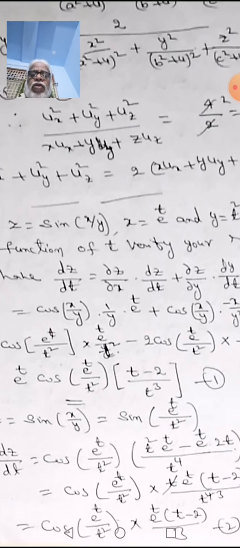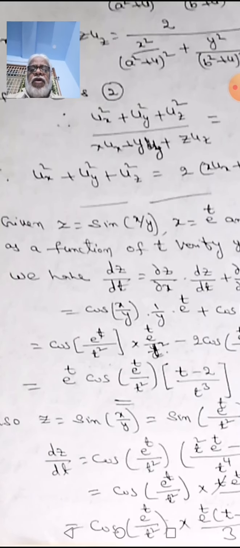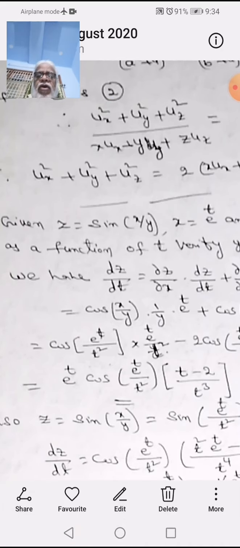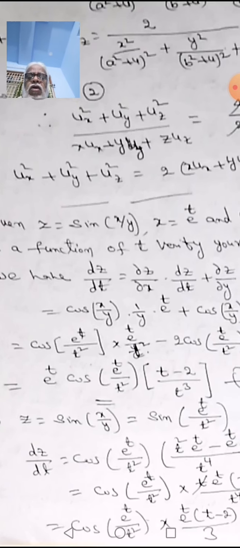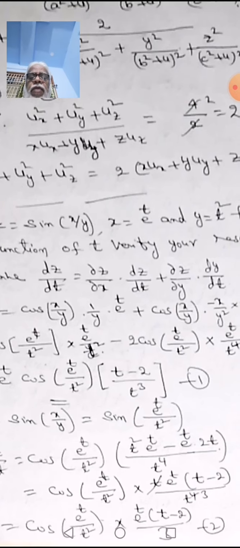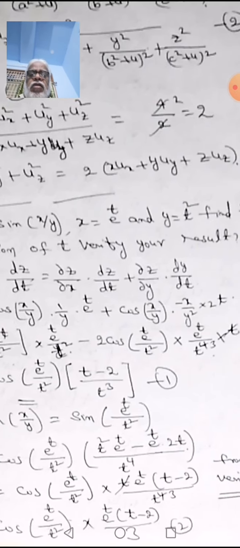is common in both terms. Remaining is e^t cos(e^t/t²), and remaining is only t by t minus t³ by t, e^t. This total term is common. Here t², suppose we take t by t³ is t², that's why we write here t minus 2 by t³.